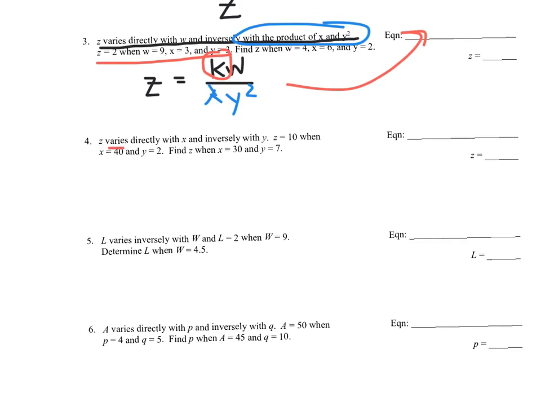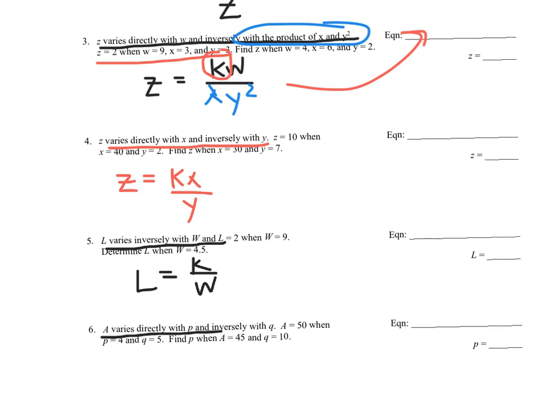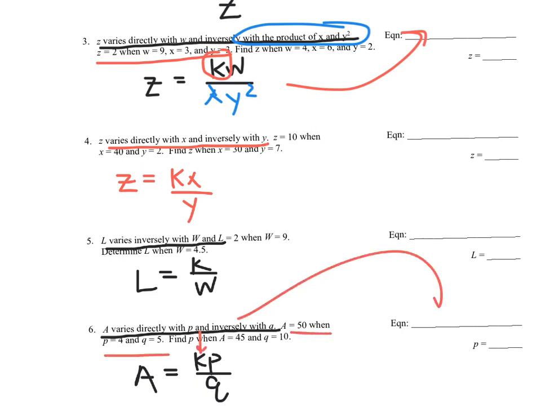Z varies directly with x and inversely with y. So z varies directly with x and inversely with y. L varies inversely with w, so it's just going to be L equals k over w. A varies directly with p and inversely with q. So A varies directly with p and inversely with q. And then again, you would go through and plug this in, figure out what k is, write your equation with the k value, and then plug in these unknowns to solve for p.